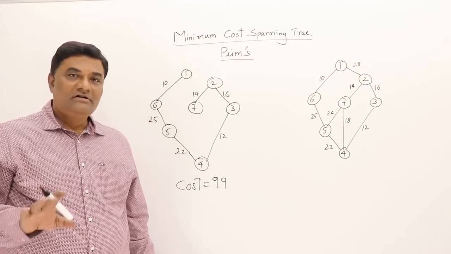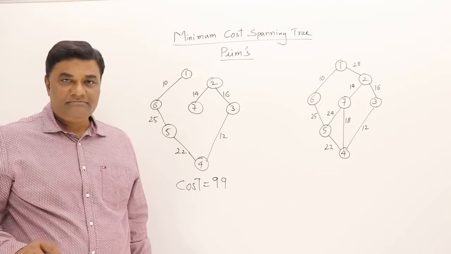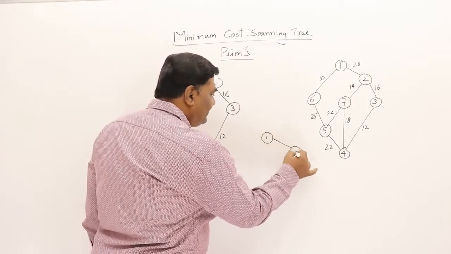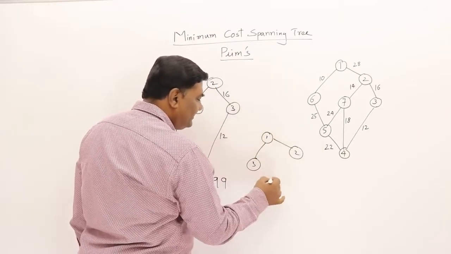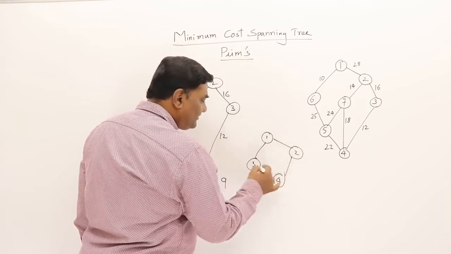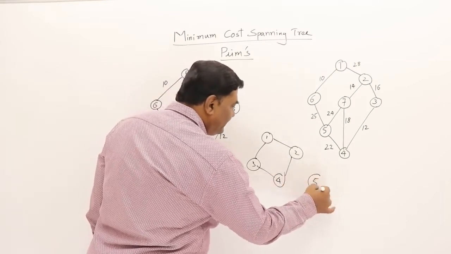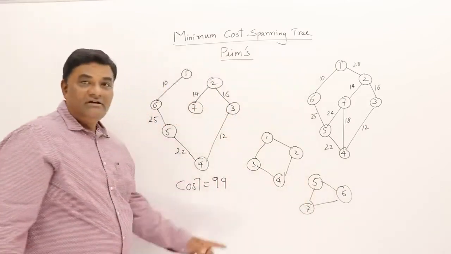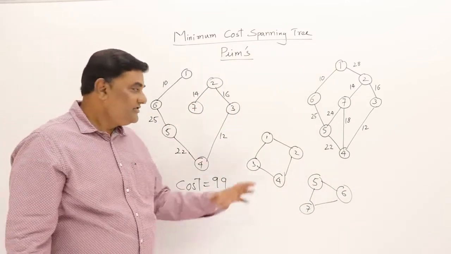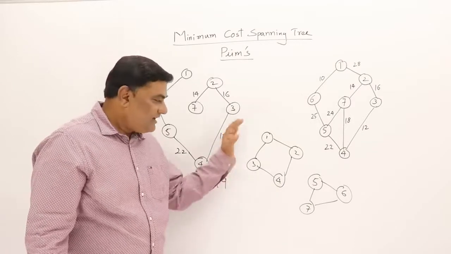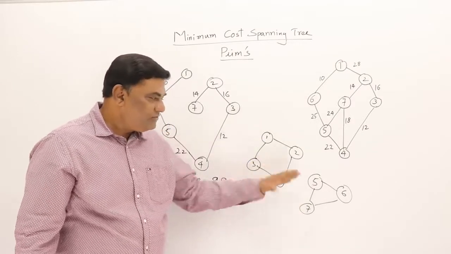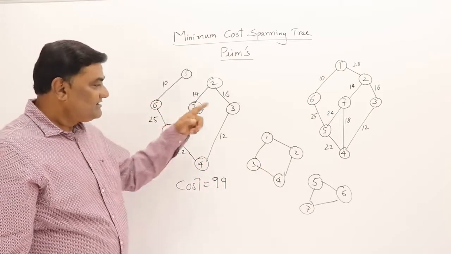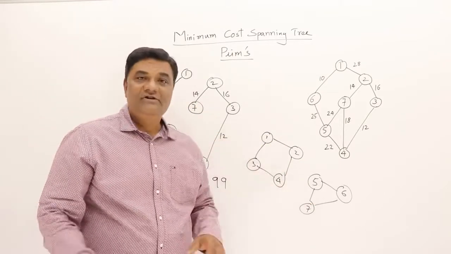Alright. So this is the method of Prim's algorithm. Next, if I have a graph with vertices 1, 2, 3, 4, 5, 6, 7, like this, which is not connected, there are a total of 7 vertices, but there are 2 pieces in the graph. Can Prim find the minimum cost spanning tree for this one?